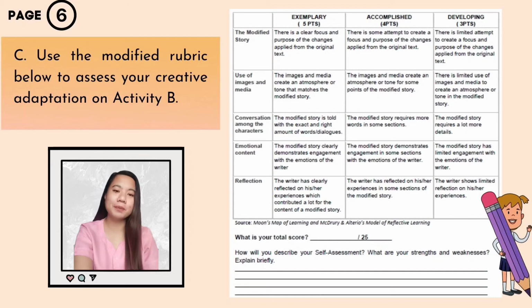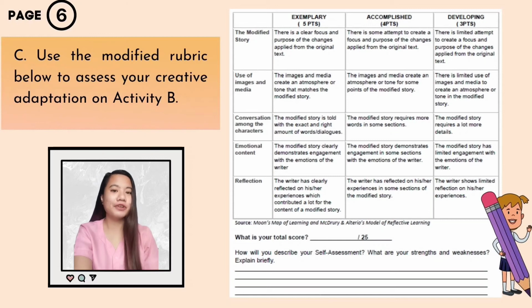You can get 4 points or equivalent to accomplished if there is some attempt to create a focus and purpose of the changes applied from the original text. You can get 3 points or developing if there is limited attempt to create a focus and purpose of the changes applied from the original text.